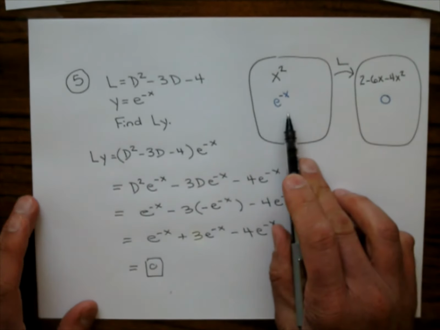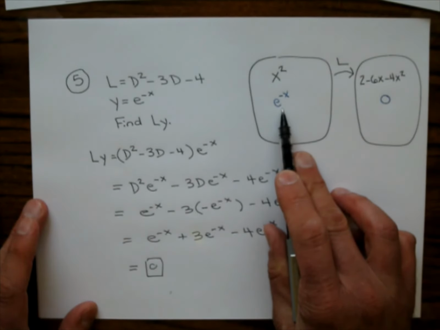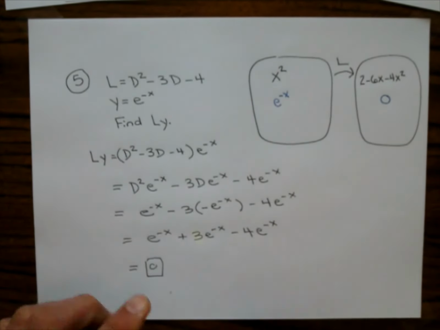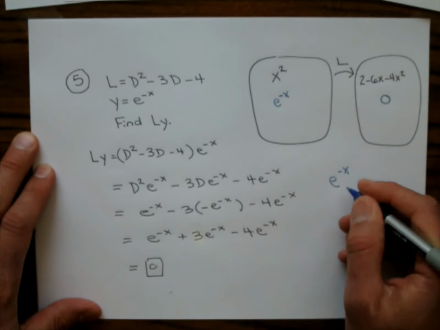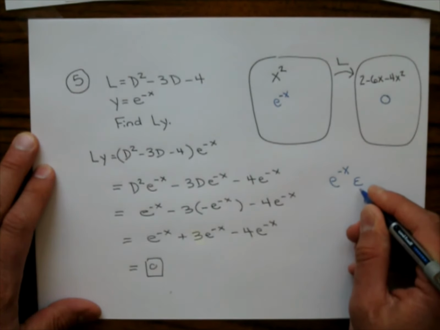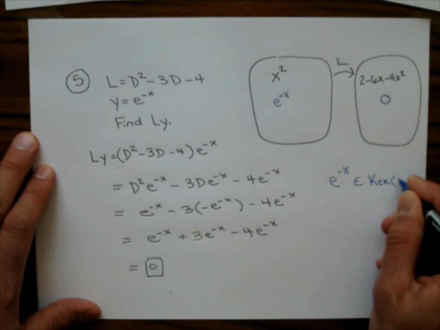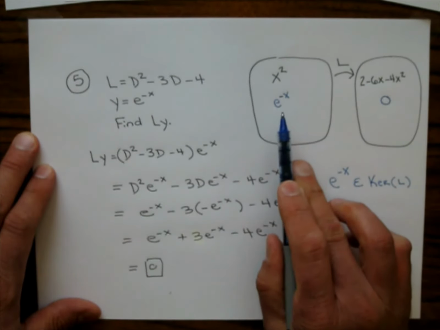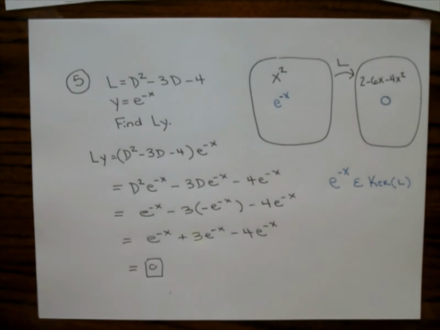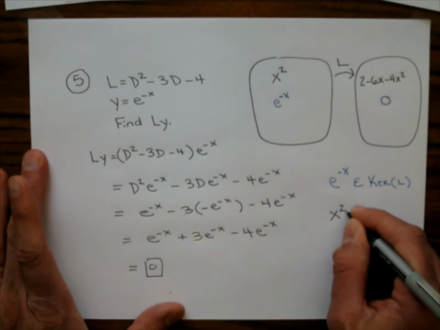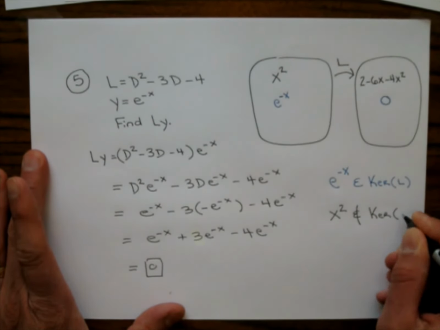So what can we say? This is a linear transformation. What can we say about this blue guy? I'll write it in blue here. So we're done with this problem. E to the negative x is an element of the kernel of the linear transformation. Remember, the kernel is the set of vectors in the domain that get mapped to 0, whereas x squared is not in the kernel of L.